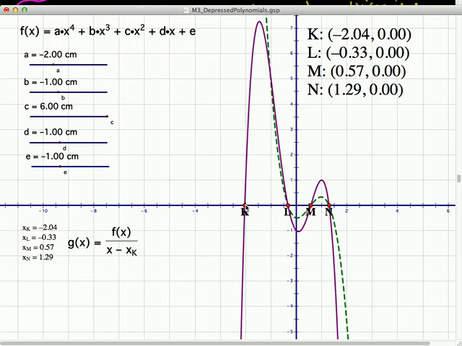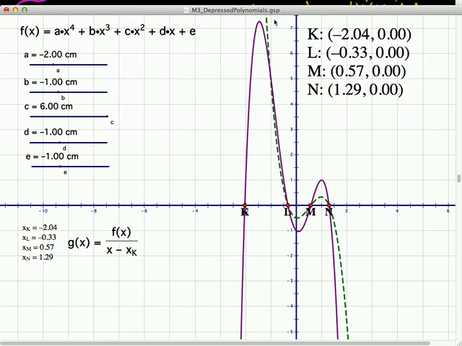All right, this point k is pretty much (-2, 0). So if I synthetically divided by x plus 2, or x minus the opposite of that point k, right? So x minus a negative 2 is x plus 2. I would end up with a depressed polynomial, all right? And that depressed polynomial is represented by this green function here.